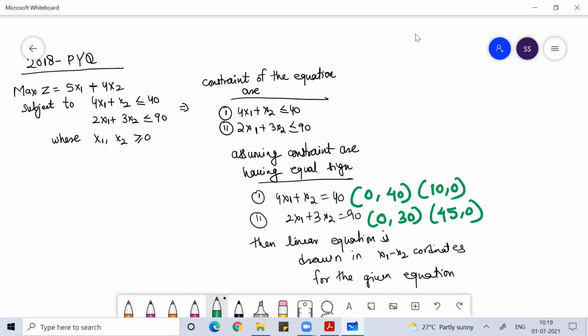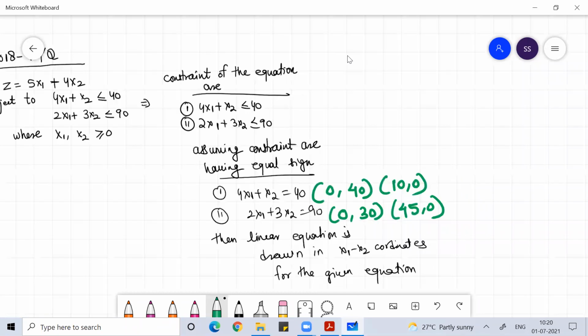Clear till here? Anyone have any doubt? Everyone understood? Anyone have any doubt till here? I believe no one has any doubt till now.